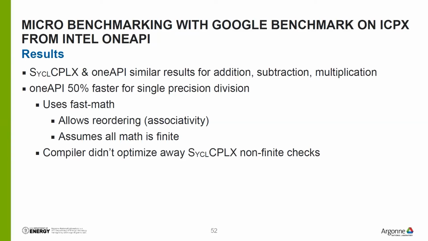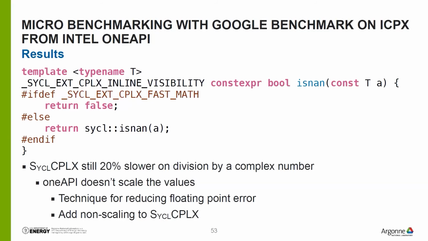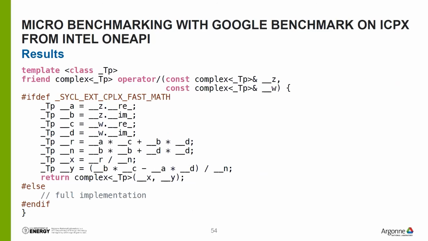And still, the compiler didn't optimize away all the checks. So now there's an ifdef in there just to make sure. And it was still 20% slower. It turns out oneAPI doesn't scale the values, which is just a technique to reduce some of the floating point error. So we added non-scaling to this as well. Just do it by hand, otherwise do the full implementation.